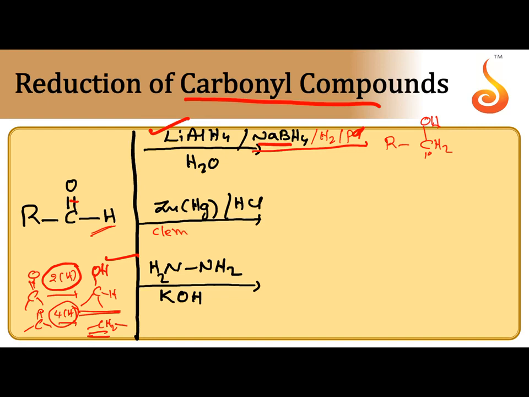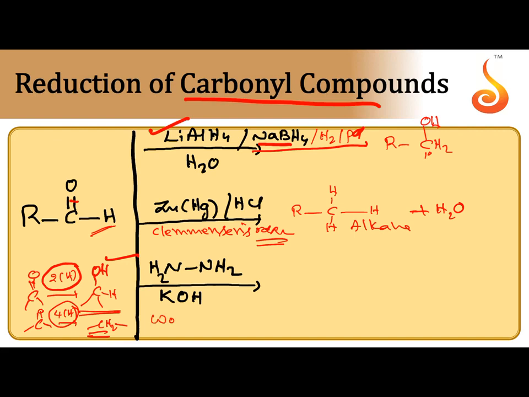One is Clemmensen's reduction. This is a very important one. In this method, aldehyde or ketone is reduced with zinc amalgam and concentrated HCl. So oxygen is removed completely. That oxygen is removed in the form of H2O. So in place of one oxygen, two hydrogens are added. CO group becomes CH2. The product obtained is nothing but alkane.